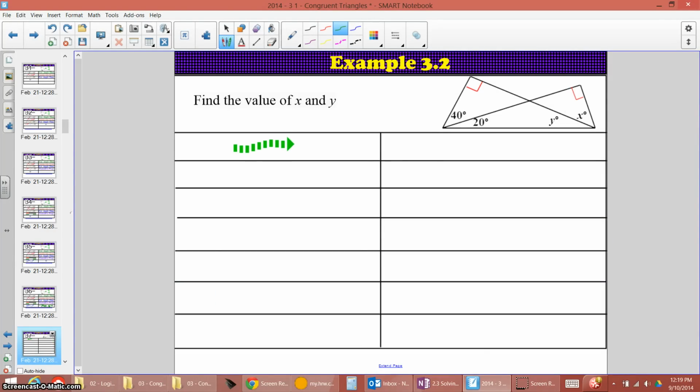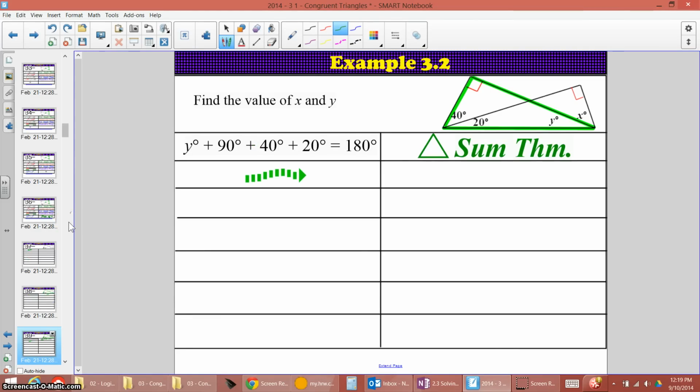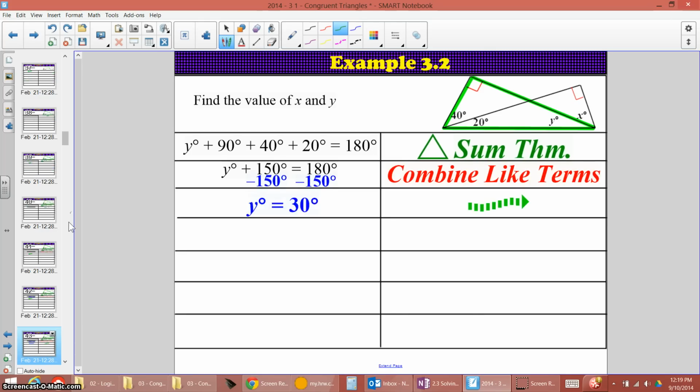So right here we've got example 3.2, and we're going to go fast. So plan through this. I tell you that this is true. Well, that's just telling you that all of the angles of a triangle add to 180. Triangle sum theorem. Notice how the 40 plus the 20 makes that whole big angle of that green triangle. Then I say combine like terms, and then I subtract 150 over, and I've got y equals 30.